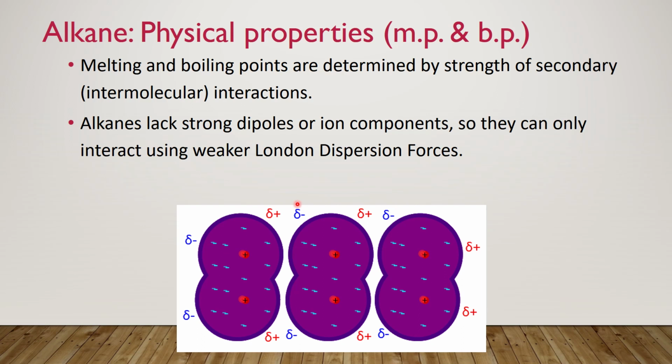So they all of a sudden quickly attract one another, and then all of a sudden the distribution of electrons goes back to normal. So it's very on, off, on, off, on, off. So they have a weak London dispersion interaction. So that's why they interact weakly, and they easily boil off or melt. So alkanes typically have a low melting and boiling point.